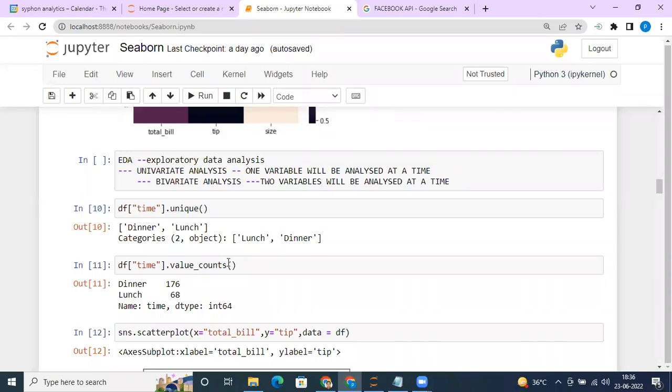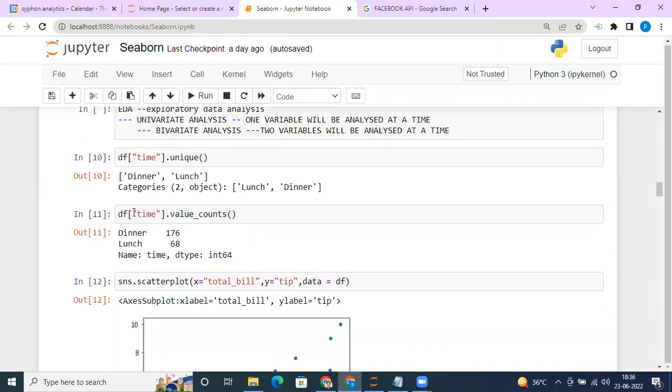Then we discussed that we will do univariate analysis and bivariate analysis. In univariate analysis, we do analysis of only one variable. In bivariate, we do the analysis of bi, meaning two variables at a time. We discussed what is univariate and what is bivariate, and we saw a small example.